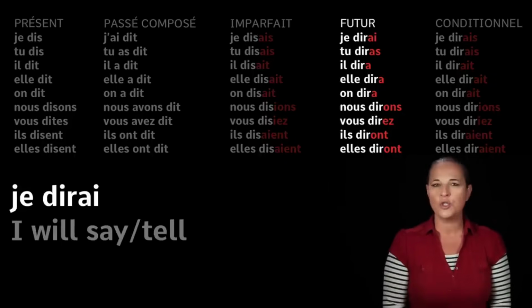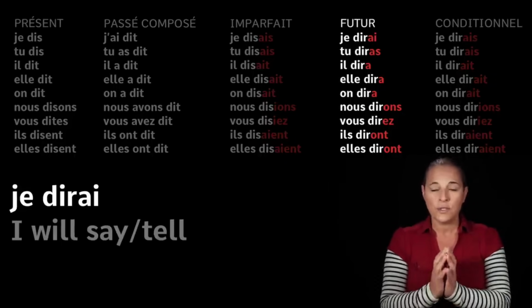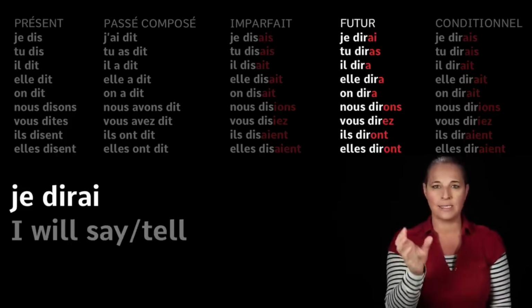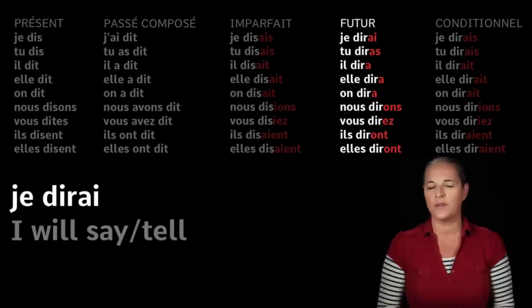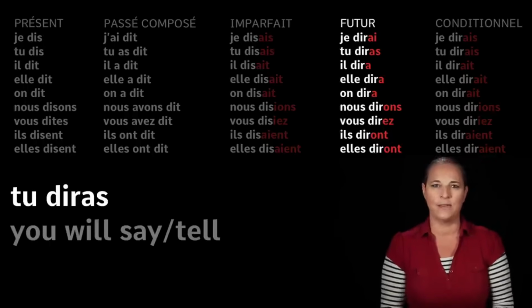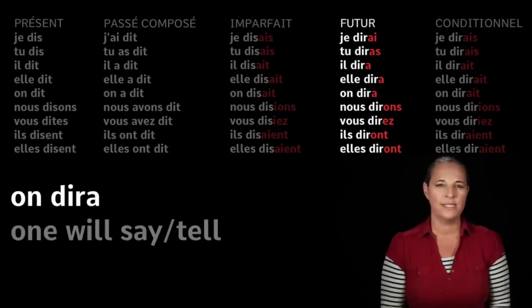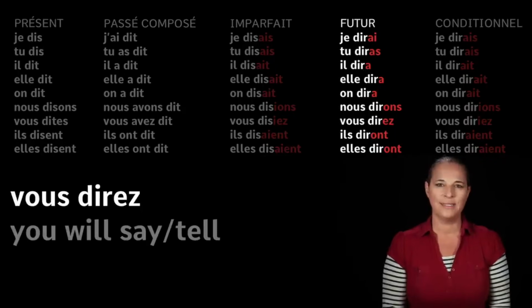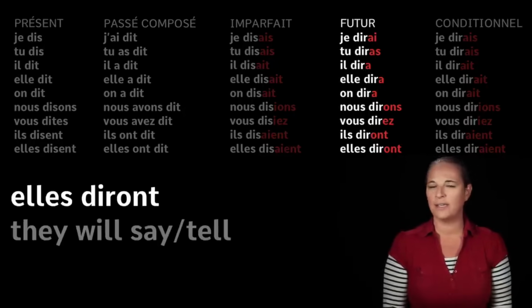Now it goes like this. Je dirai, I will say. Now you don't need to try to translate. Will does not exist. So use dire as the stem, D-I-R, and then add A-I to it, and then you have the future tense. I will say. Tu diras, you will say. Il dira, elle dira, on dira, nous dirons, vous direz, ils diront, elles diront.